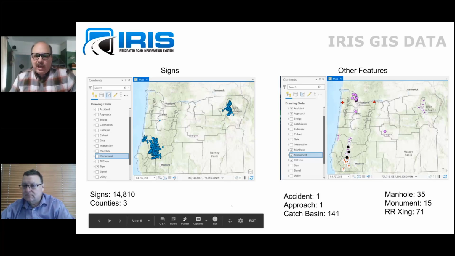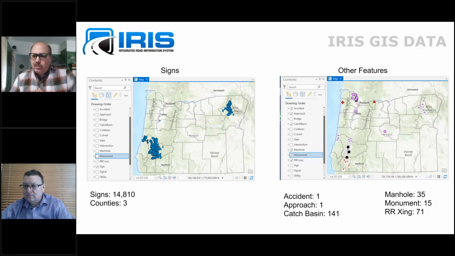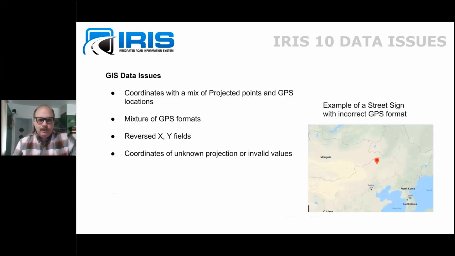Those other features are catch basins. We have 141 of those. We've got manholes and a few monuments and some railroad crossings. That kind of gives you an idea of what we currently have in IRIS right now. We do have a fairly good amount of features, but it is down to just a few counties making use of it at this point.